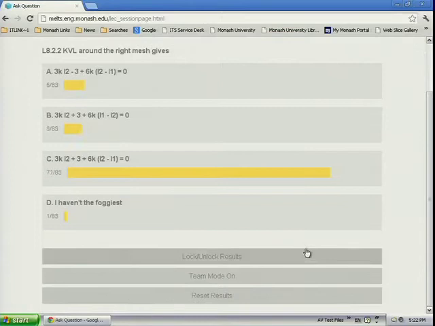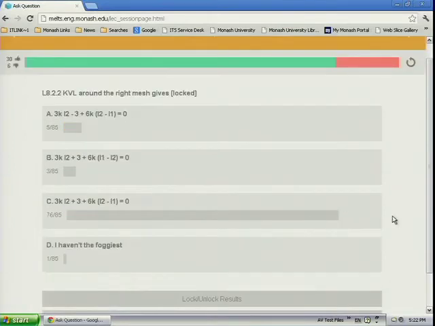Oh, that's changing. So everyone thinks C: 3K I2 plus 3 plus 6K times (I2 minus I1) equals 0. I think that is correct, and 76 out of 85 people think that too. All right.